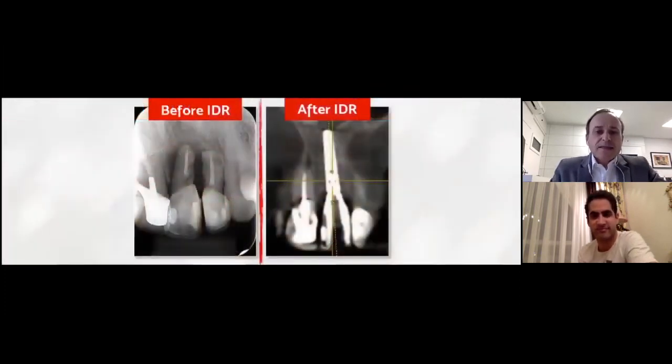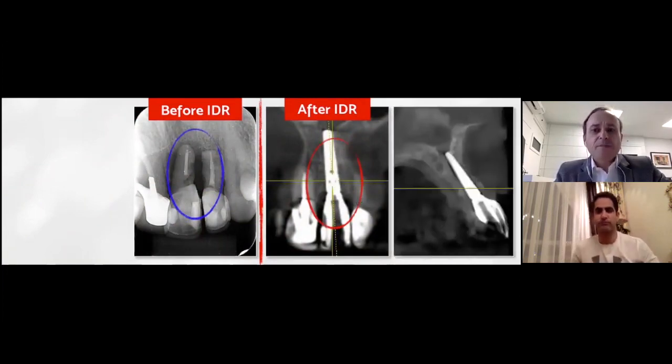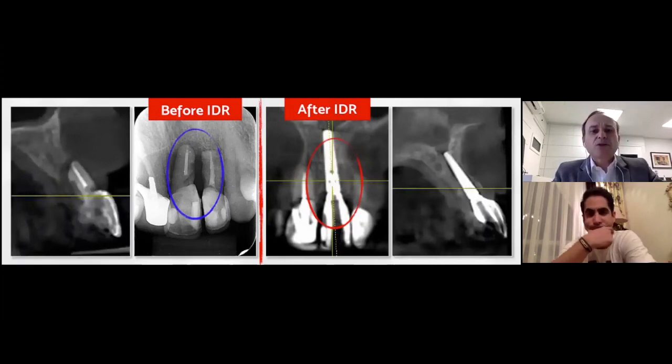And this here you can see the CBCT scan before and after. And I want to call your attention to the new crestal bone at the distal aspect and at the mesial aspect, and make a comparison between these two CBCT scans before and after. You can clearly see here the new buccal wall and the new palatal wall.